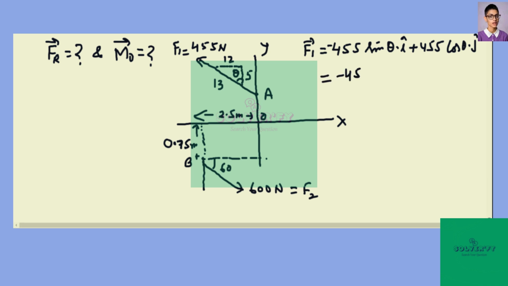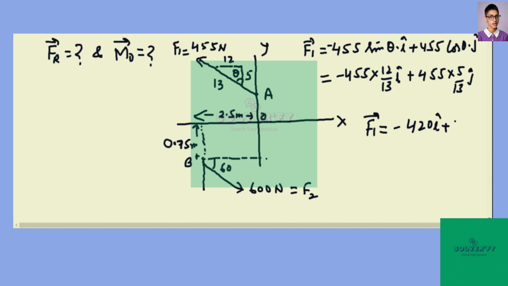From the figure we can find sine of theta will be 12 upon 13 and cos of theta 5 upon 13. We will substitute the value here. So on simplifying F1 force you will get negative 420 Newton i cap plus 175 Newton j cap, and we are considering this equation to be 1.